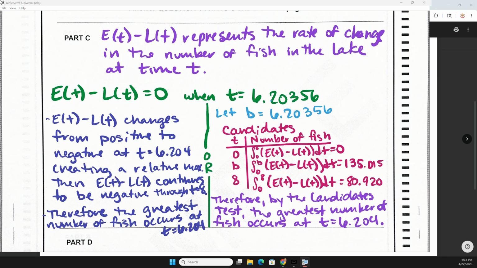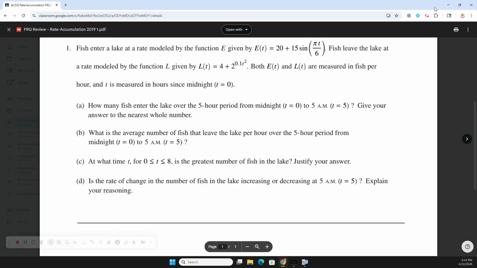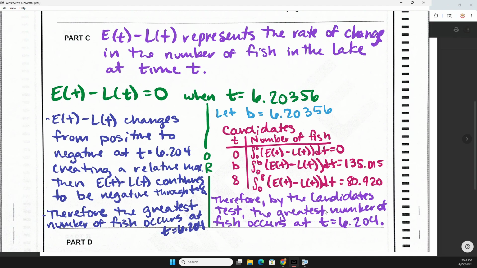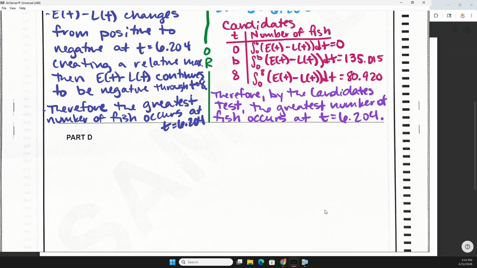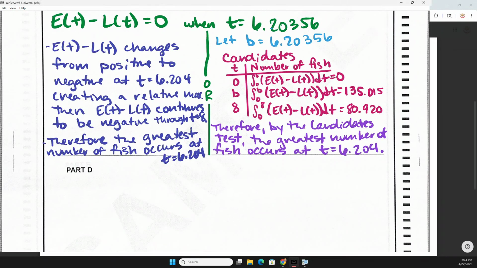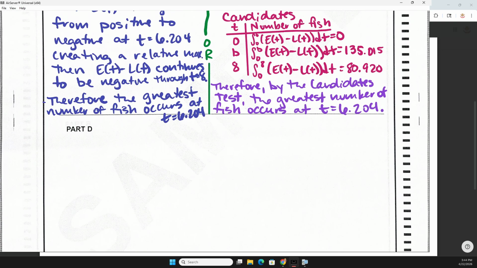Okay, and then the very last question. Is the rate of change in the number of fish increasing or decreasing at 5 a.m.? Okay, and so remember, the number of fish is from the E of t minus L of t. And so if we want to find the rate at which that is changing, that's a derivative. And so we would want E prime of 5 minus L prime of 5. And our calculator can do that for us.